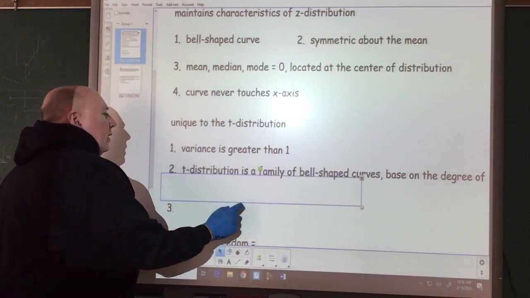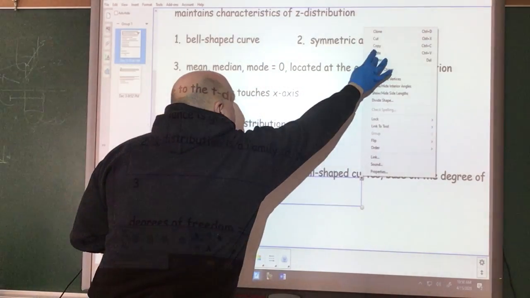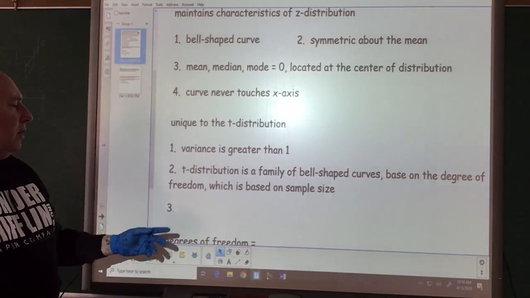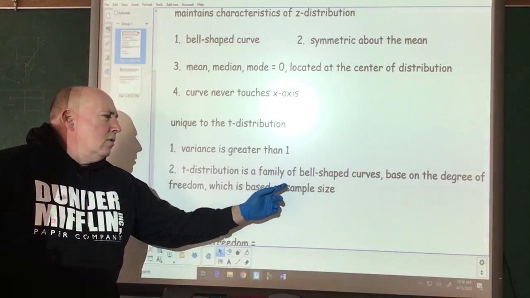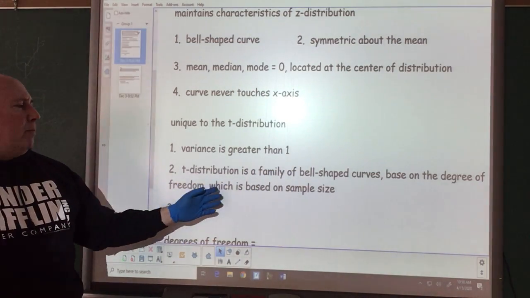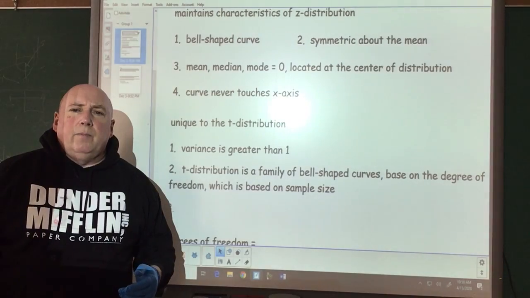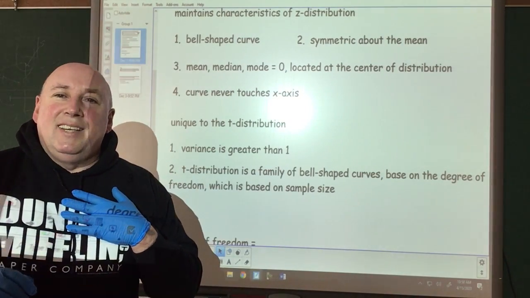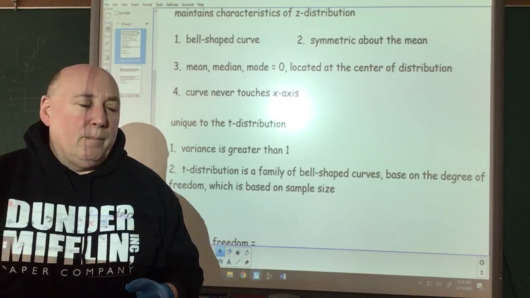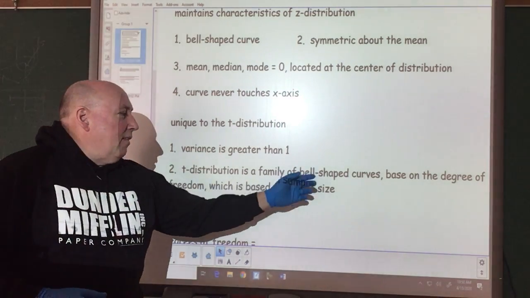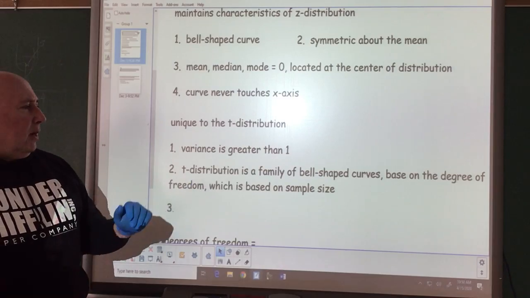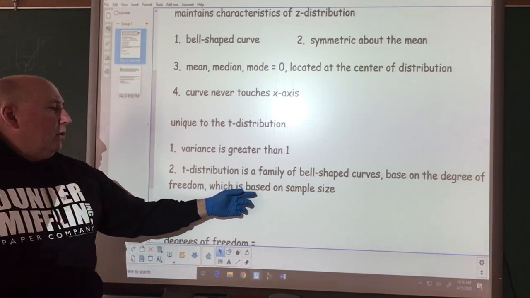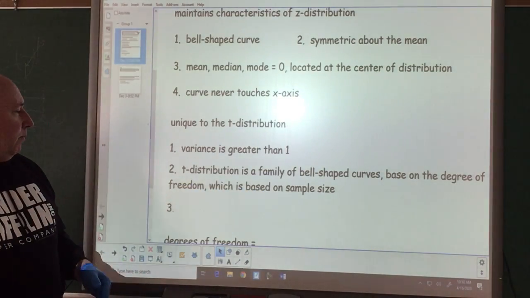The distribution is a family of bell-shaped curves. It's a family of bell-shaped curves based on the degrees of freedom, which is based on the sample size. And once again, I will not feel offended if you hit your pause button and continue to write that down. We have a family of bell-shaped curves based on the degrees of freedom, which is based on the sample size.